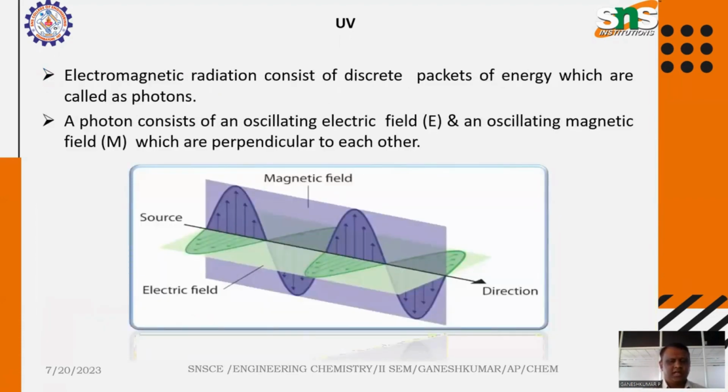In this, the important aspect is electromagnetic radiation. What is electromagnetic radiation? It was discovered by Maxwell and first proved by Hertz. It is a discrete packet of energy, which we call photons. In other words, we can say that it is an oscillating electric field and magnetic field which are perpendicular to each other.